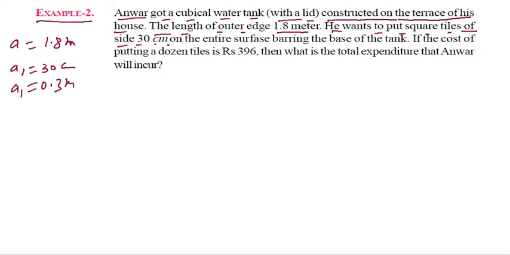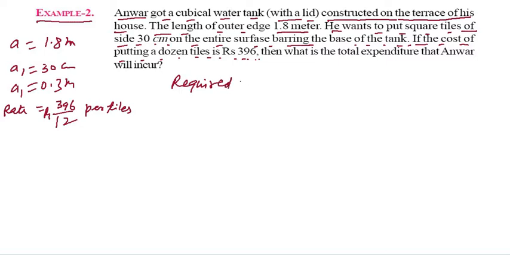Now, on the entire surface barring the base of the tank, if the cost of putting a dozen tiles is rupees 396, so that is the rate of tiles: 396 upon 12 rupees per tile. Now come to the rate. Now how can we find the required area? Here the required area is the 5 faces. So you can say here required area is the 5 faces of the cube.